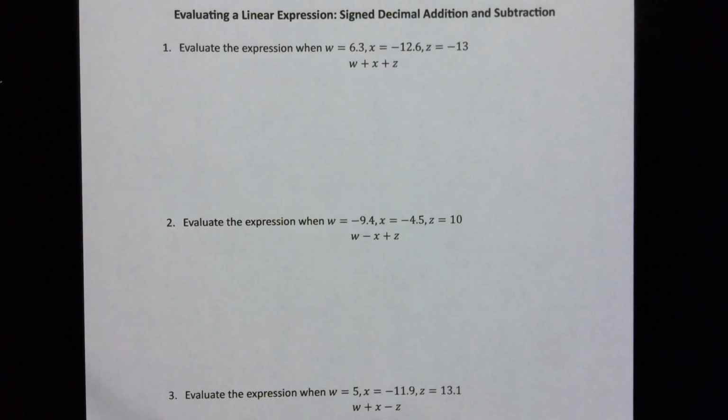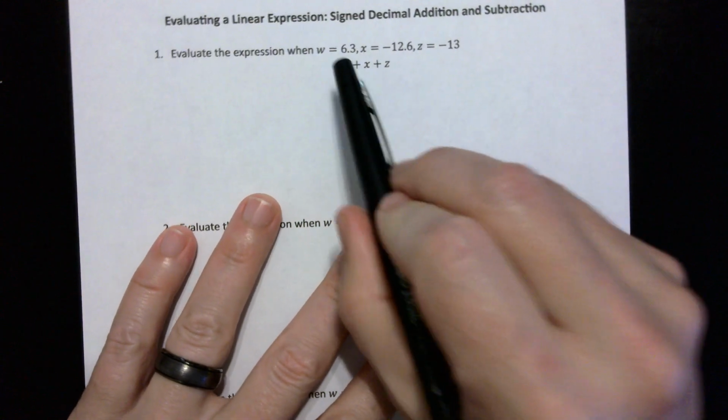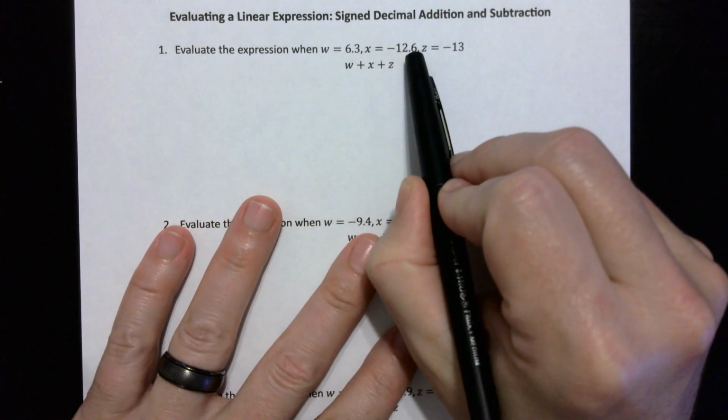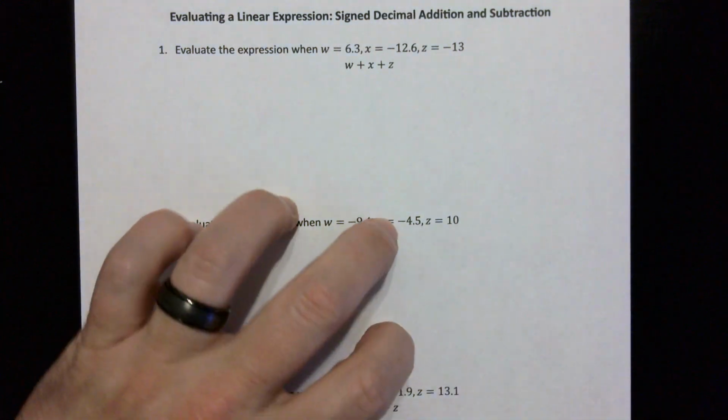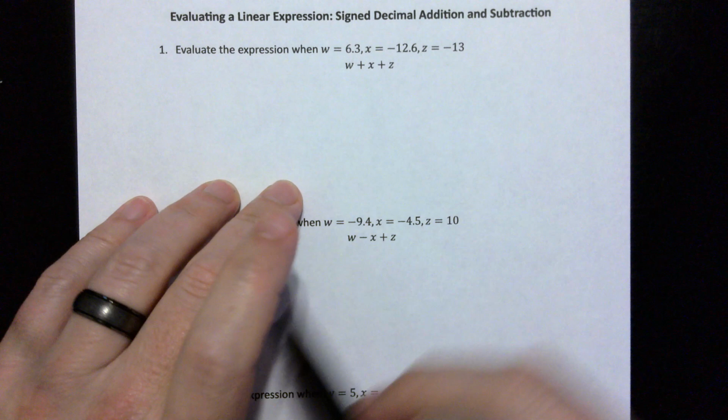In this video, we will be evaluating a linear expression with sign, decimal addition, or subtraction. Okay, first problem, evaluate the expression, and we're given that w is equal to 6.3, x is equal to negative 12.6, and z is equal to negative 13. What we have to do here is everywhere we see the variable, we put the number instead.